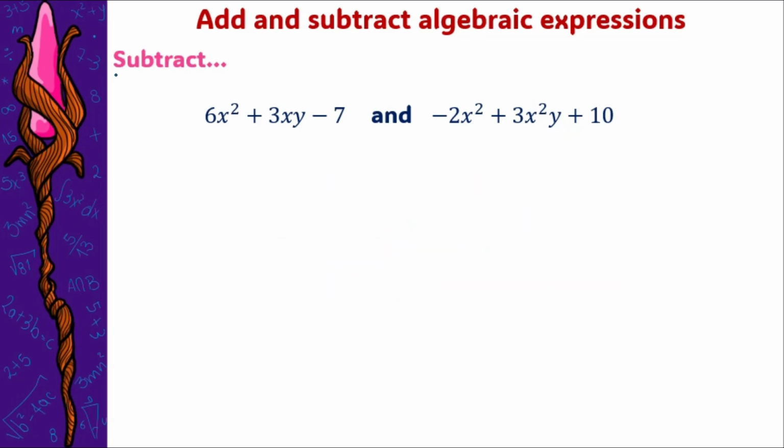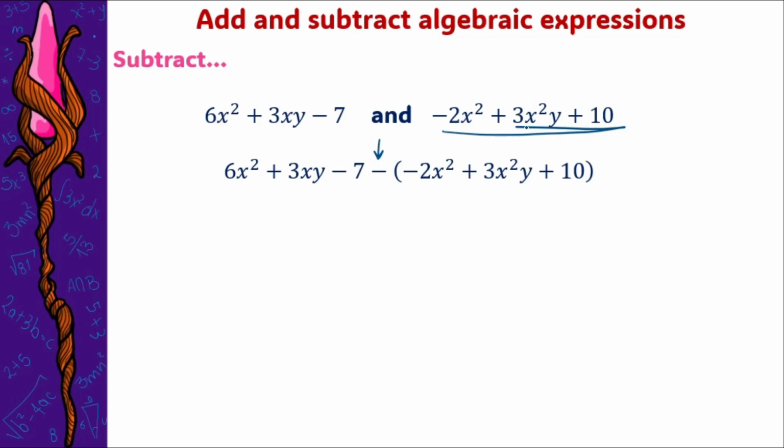Let's see what happens when we want to subtract. So if you want to do it horizontally, you have to write it like this because this minus says that I'm going to subtract the whole thing. So notice this minus affects the whole parenthesis. So what we need to do is just to multiply the negative with all the terms in the polynomial. So we are actually going to have 6x squared plus 3xy minus 7.